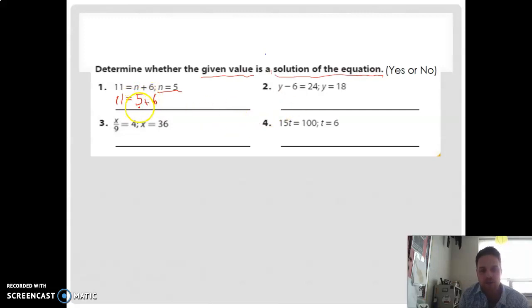Is 5 a solution to the equation? Does 5 make this equation true? Well, we know that 5 plus 6 is 11, and so it's equal to 11. So our answer for this one would be yes.